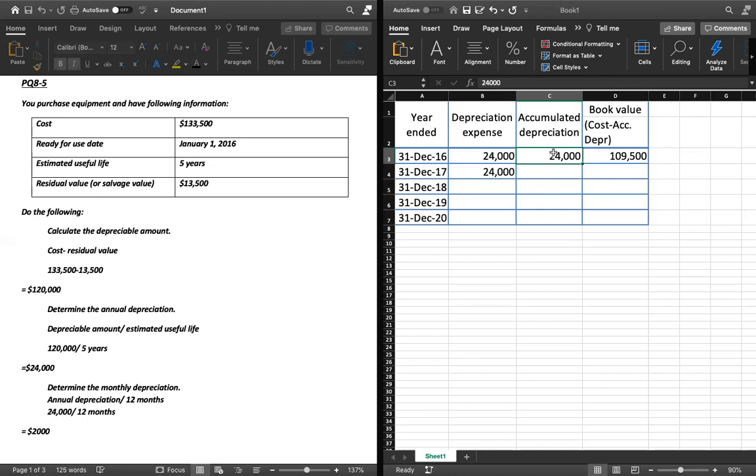So in 2017, our accumulated depreciation will just be $24,000 plus $24,000, which will give us an accumulated depreciation of $48,000. Again, to calculate the book value, we will take our cost and subtract off our accumulated depreciation. So $133,500 minus $48,000, which will give us $85,500.